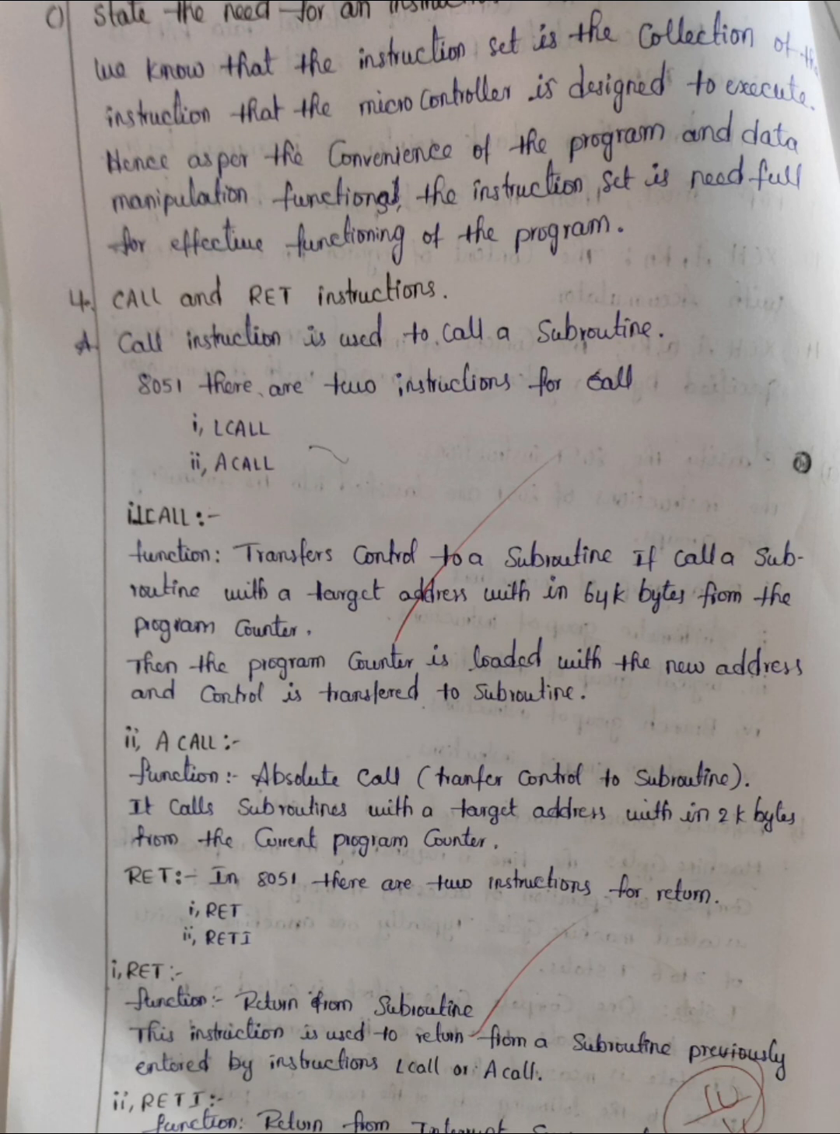In 8051 there are two instructions for return. RET means return, RETI means return from interrupt. RET function: return from subroutine. This instruction is used to return from a subroutine previously entered by the instructions LCALL or ACALL. RETI function: return from interrupt service routine. This instruction is used at the end of the interrupt service routine.